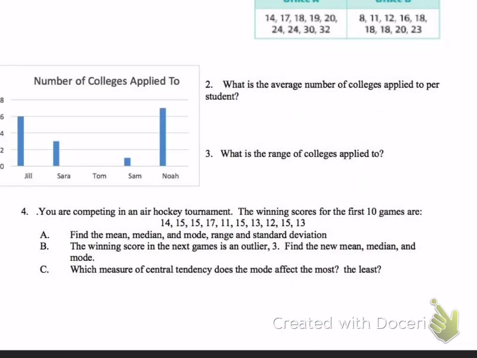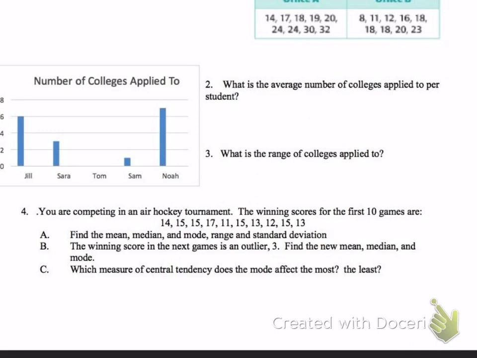Okay, number 2, it gives us the data now in a graph form. You see this a lot on the SAT. What we want to do is calculate the average number of colleges applied to per student. To find the average, you put the total number of colleges over the total number of students. It's like taking all of your test grades, adding them up, and then dividing by 24, or however many students I have.